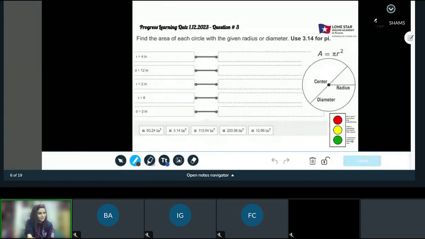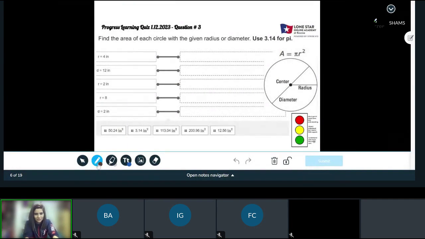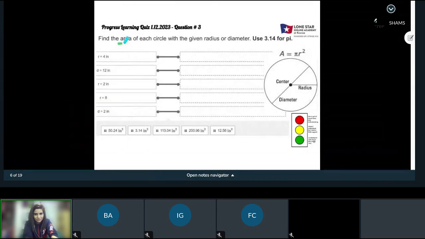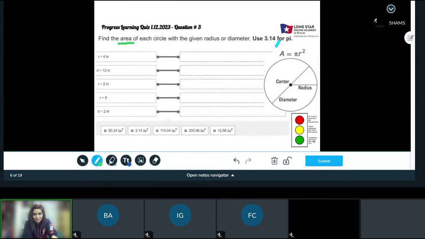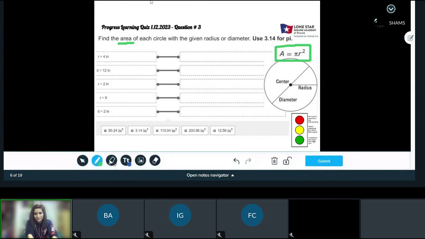Okay. This is question 3. Question 3 says you have to find the area of each circle. And the formula is given to you, right? You will find the area, and the formula for finding the area of a circle is given to you.